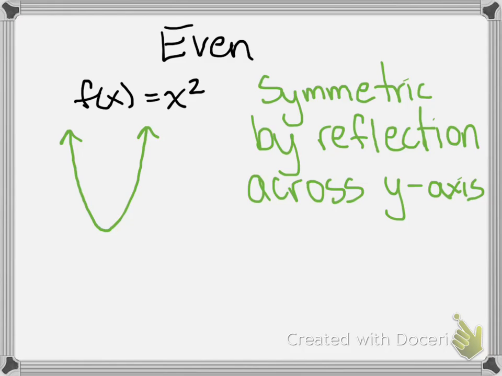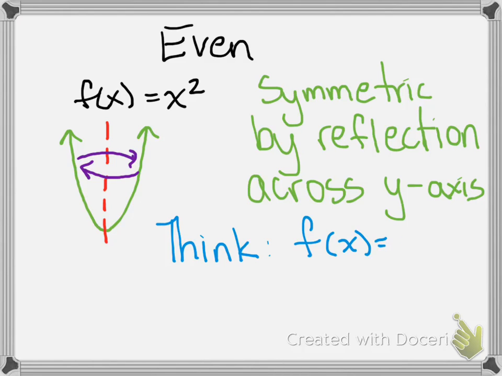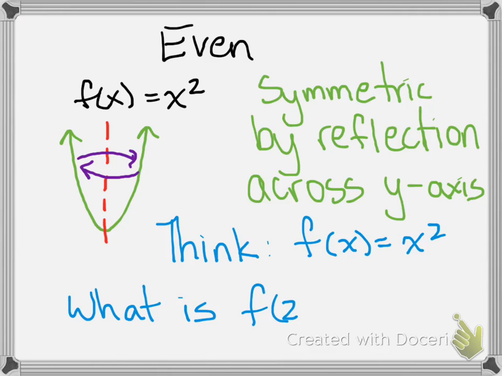What that means is, if the red dotted line is our y-axis, we can reflect left and right across it and nothing changes. So I want you to think right now and tell me what f at 2 is and what f at negative 2 is. So write that down.